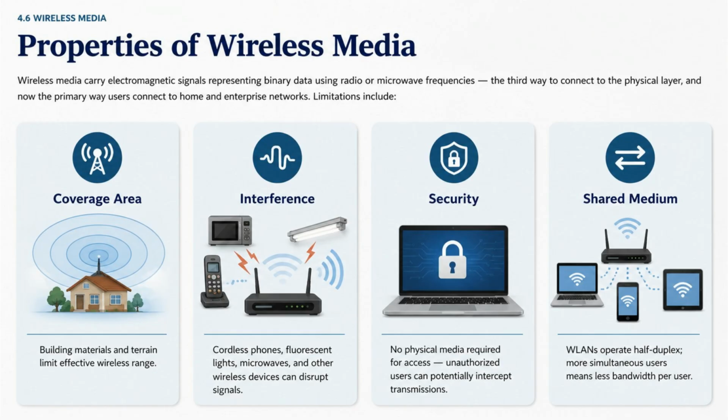Wireless is the third physical layer option, and now the primary way most users connect. 4 limitations are shown on screen. Coverage area: signals are blocked by walls and terrain. Interference, from cordless phones, microwaves, and fluorescent lights. Security: no physical media is needed, so transmissions can potentially be intercepted. And shared medium, half duplex: more users means less bandwidth each.